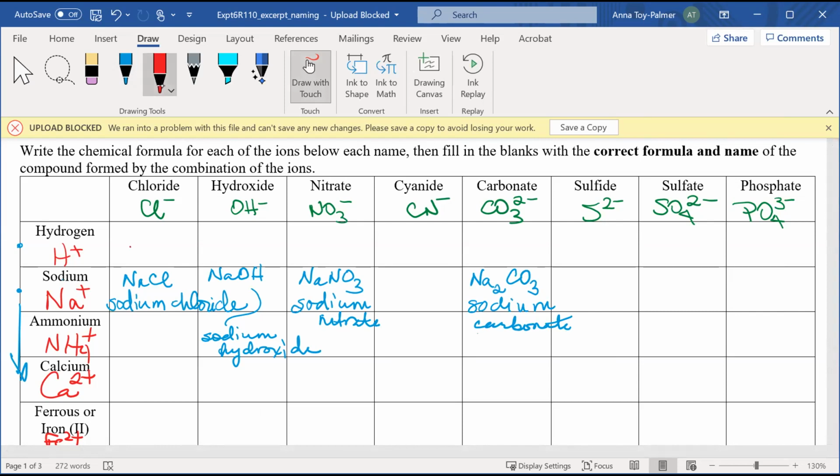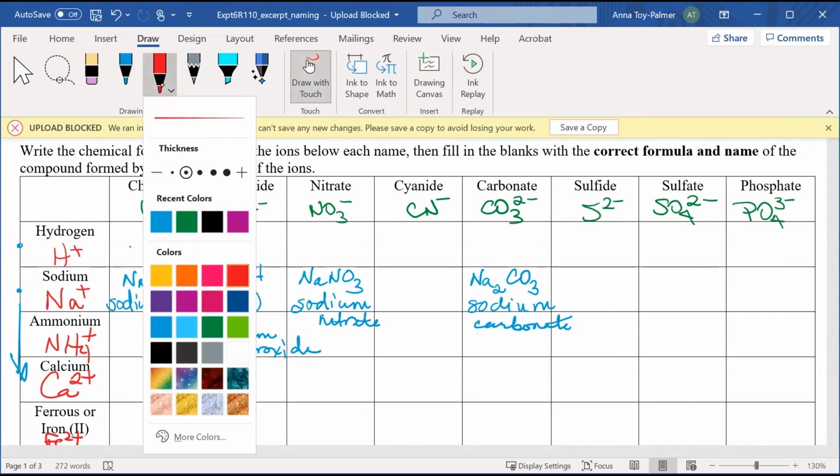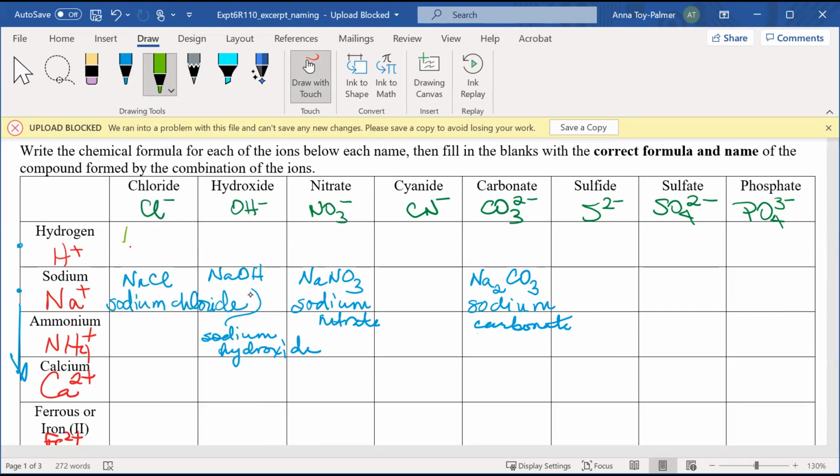It's not really a problem actually, but we have a lot of exceptions. So let's take a look at what these exceptions are. This is HCl. Okay, we're going to assume it's aqueous. So this is not hydrogen chloride. This is hydrochloric acid.